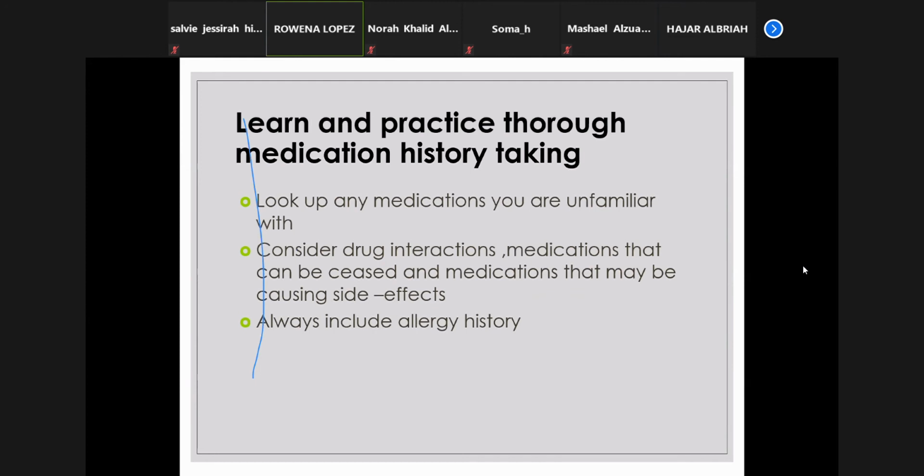Look up any medications you are unfamiliar with. So this is what I'm telling you, that when it is the first time for you to be encountering this medication, take the drug literature. And your cell phone has now internet access, so you can actually check on that medication. And the Ministry of Health now is providing us the up-to-date, so we can also check. Consider drug interactions, medications that can resist, and medications that may be causing side effects, and always include allergy history.